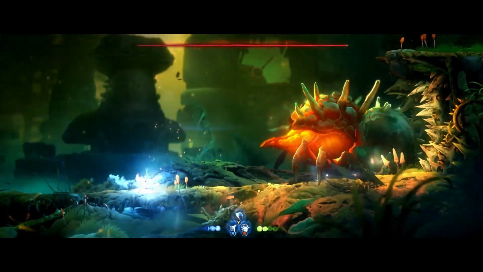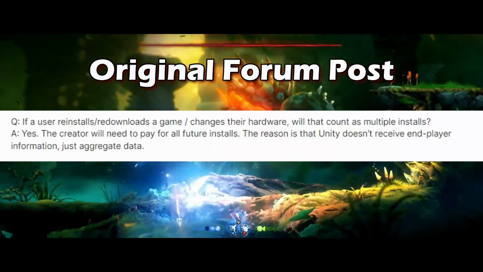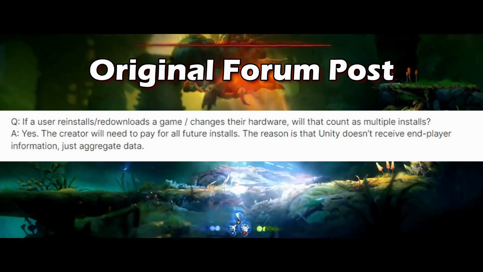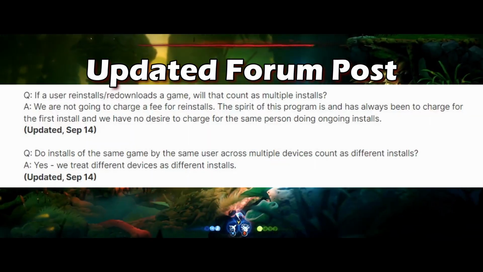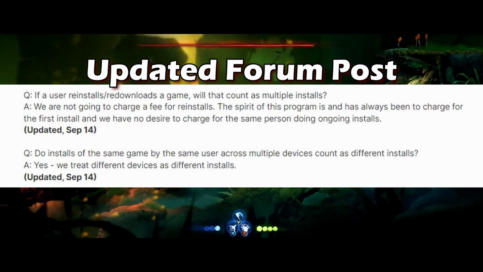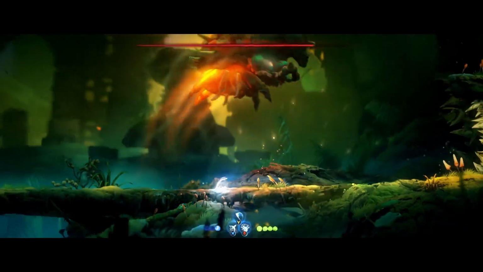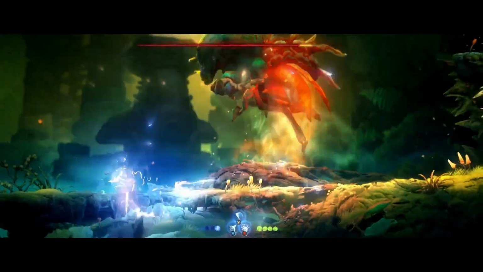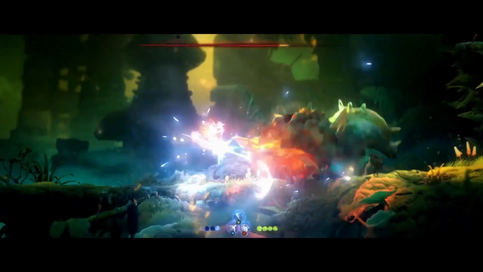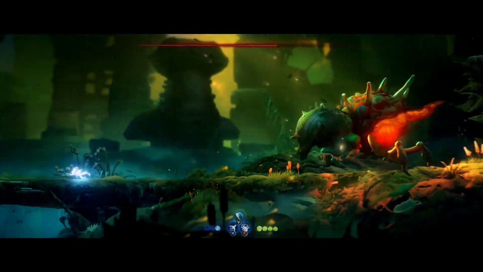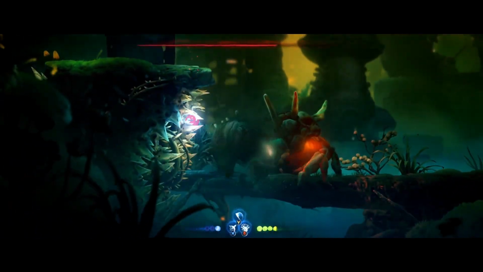This is killing your company. Looking at some of the original forum posts, every time you reinstalled, it was going to charge a fee, is what it sounded like they were saying. Now they've changed that. They've walked that back a little bit, but it's still not great. I don't think it's as bad as it was originally, but the way that they're explaining stuff from Unity's perspective is not great.